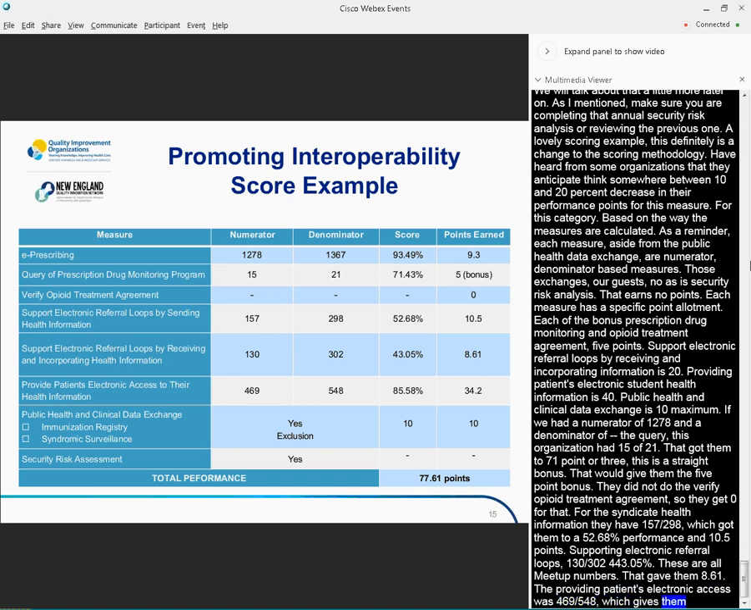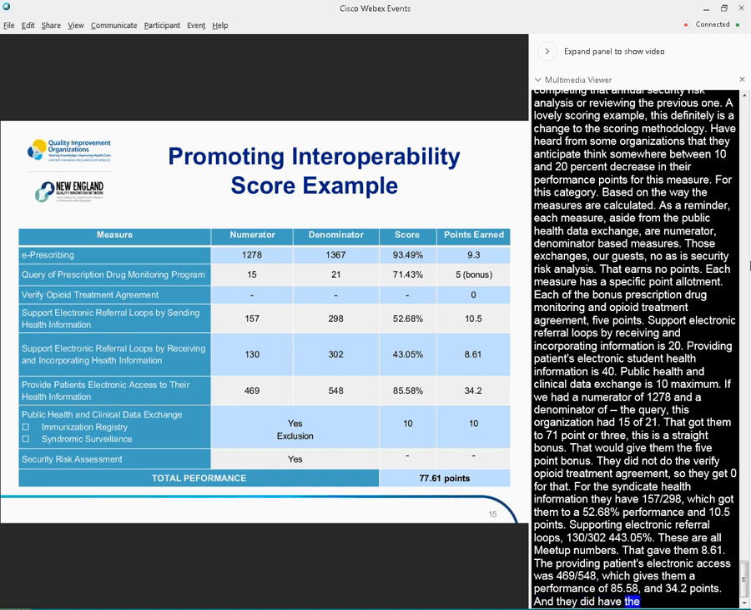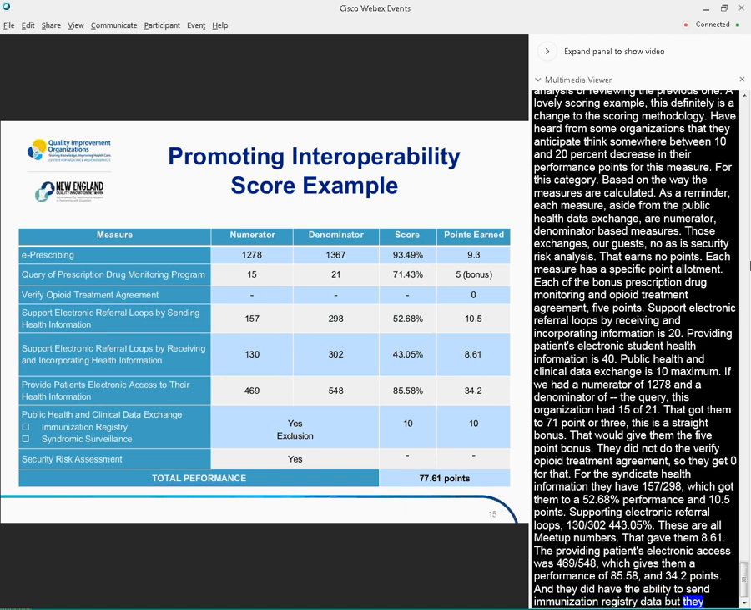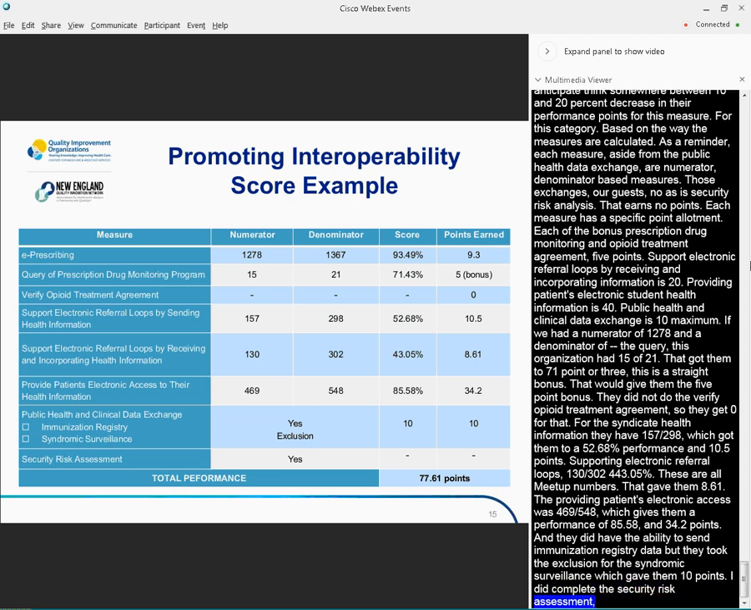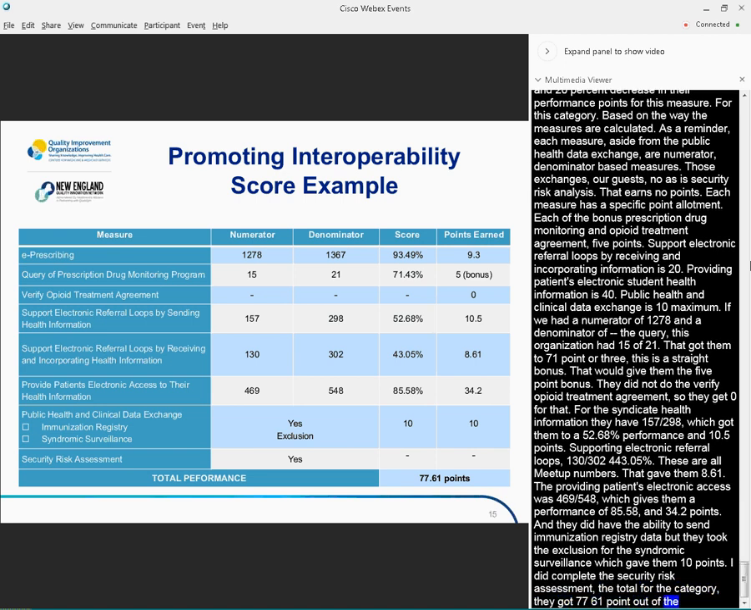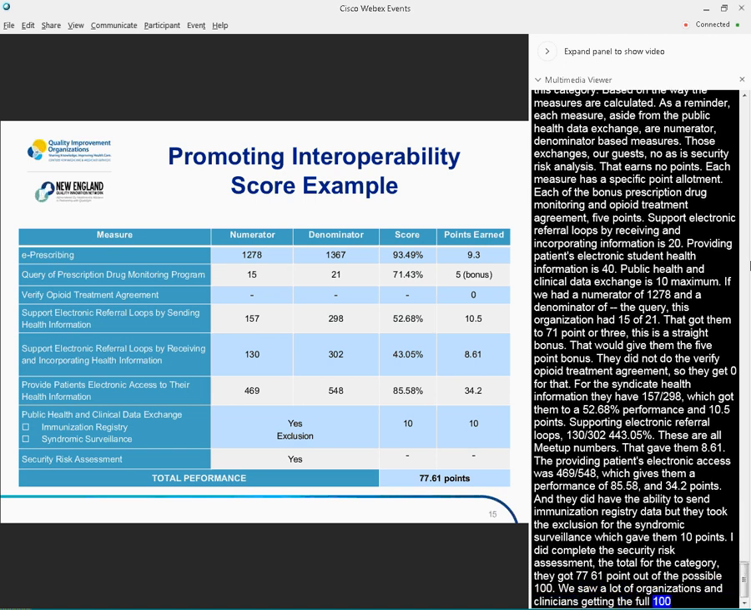And then they did have the ability to send the immunization registry data, but they did take the exclusion for the syndromic surveillance data, which gave them the full 10 points for that measure. They did complete the security risk analysis. So total for the category, they got 77.61 points out of the possible 100. Now, we saw a lot of organizations and clinicians getting the full 100 points in 2017 and 2018 if they did report on this performance category.